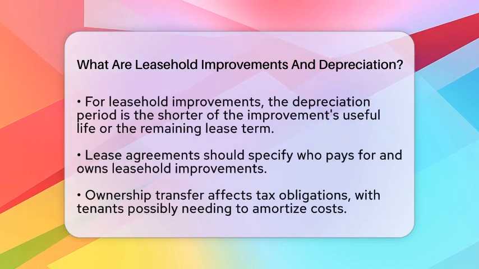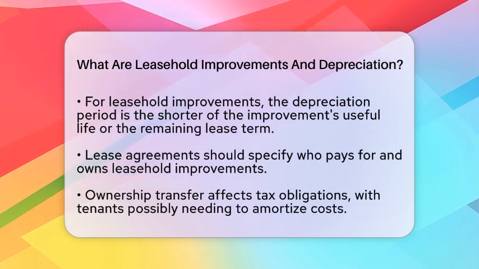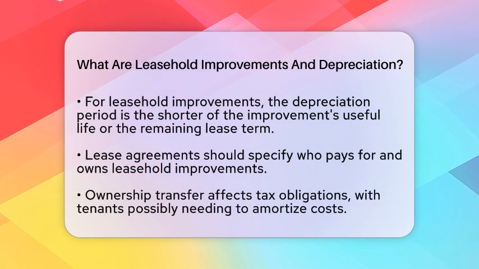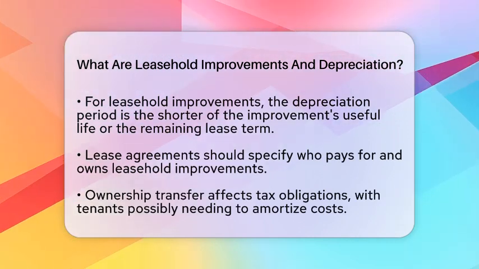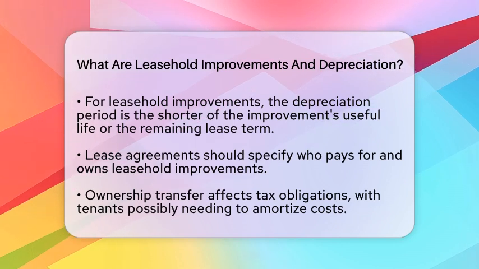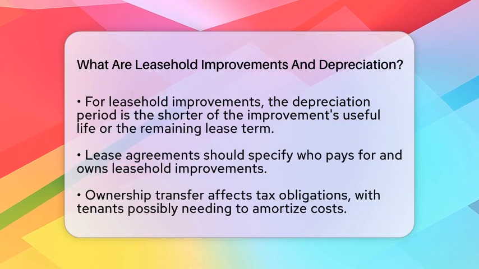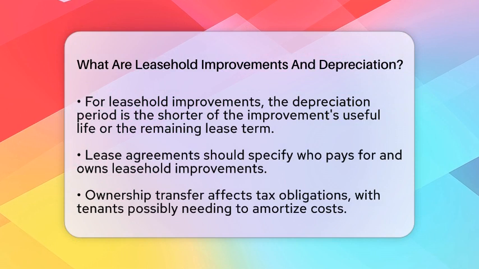In practice, lease agreements should clearly state who pays for and owns the leasehold improvements. This detail affects tax obligations significantly. For example, if a tenant pays for improvements but transfers ownership to the landlord, the tenant may need to amortize the costs over the lease term. Meanwhile, the landlord can depreciate them over their useful life.